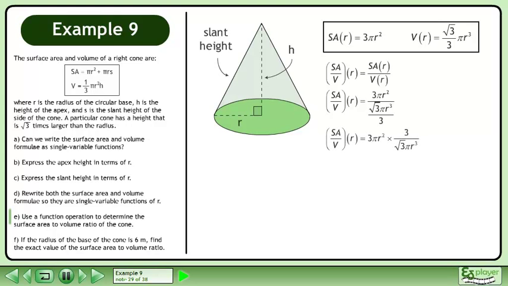Multiply the numerator by the reciprocal of the denominator. Multiply the numerators and multiply the denominators. Use cancelling to simplify the expression.